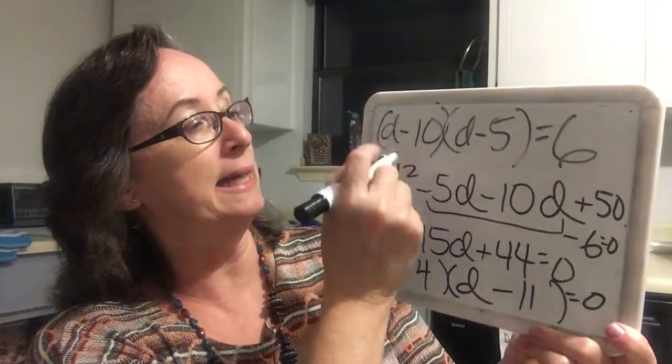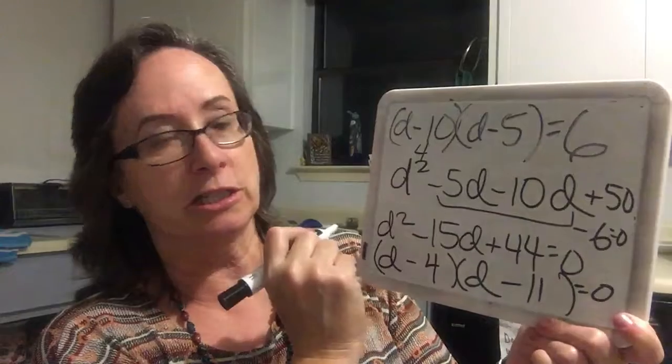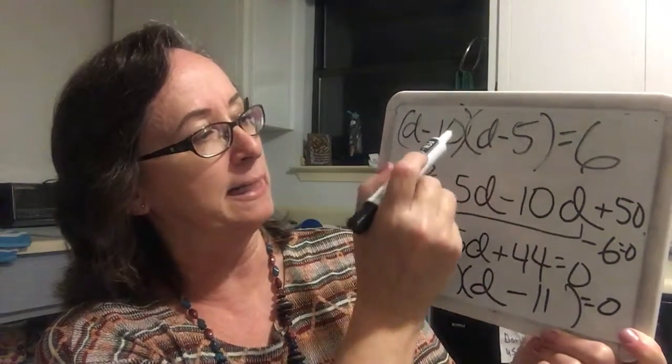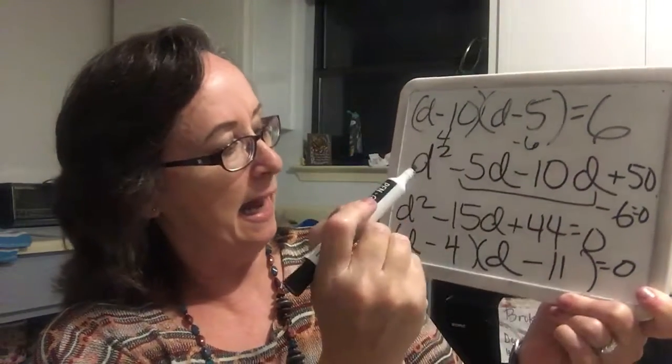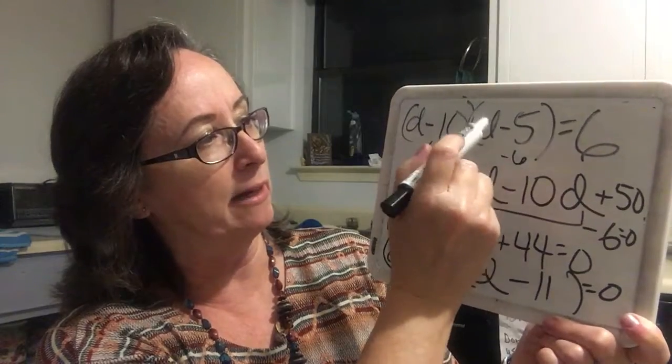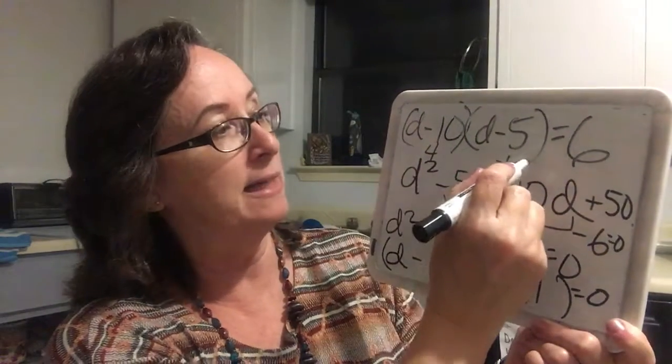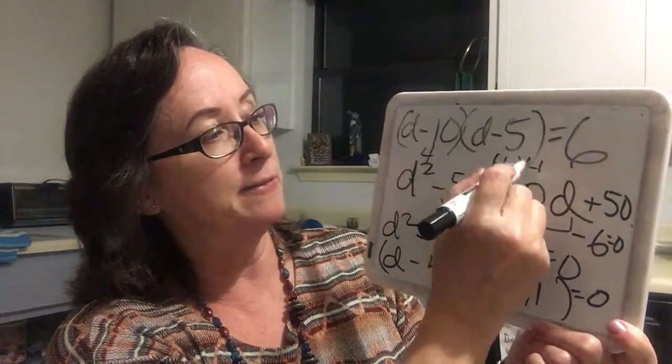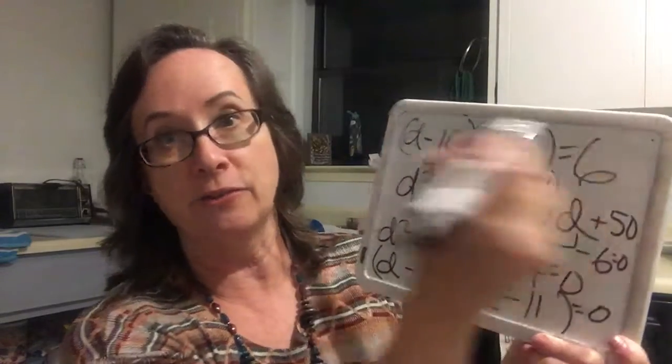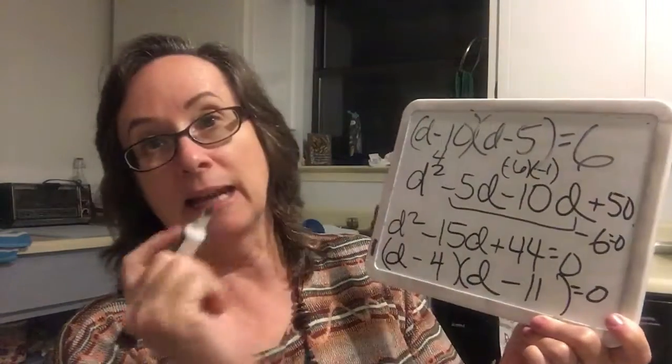If I plug in d is 4, just to check that one, I get 4 minus 10 is negative 6. And then I plug in the 4 here, and I get 4 minus 5 is negative 1. And negative 6 times negative 1 does equal 6. And the 11 should also work.